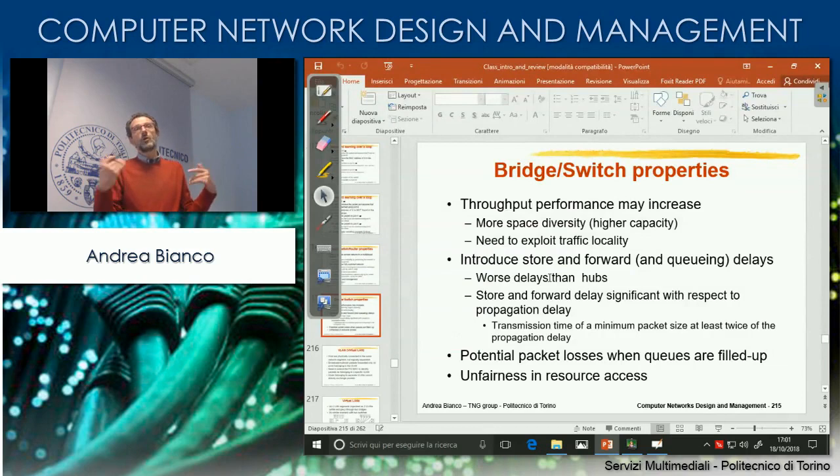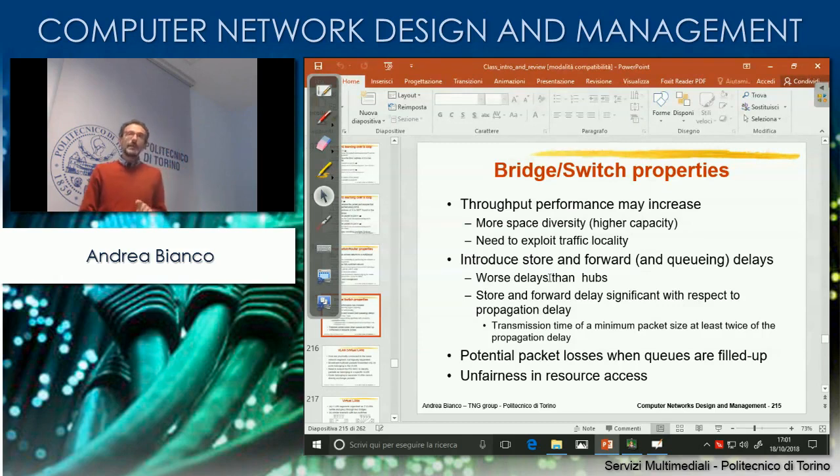However, the more devices you cross, the more store and forward delay you pay, okay? And remember that they also may imply queuing delay. That depends on the traffic pattern. So the delays are worse than a hub or worse than a single cable. An interconnected network has worse delay, okay?